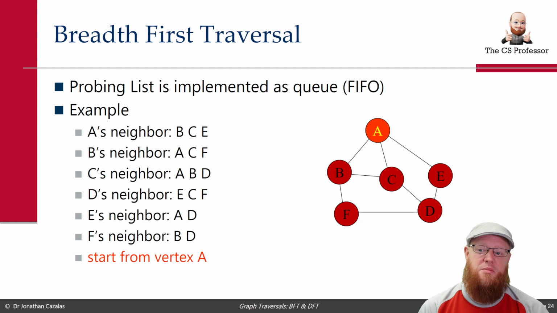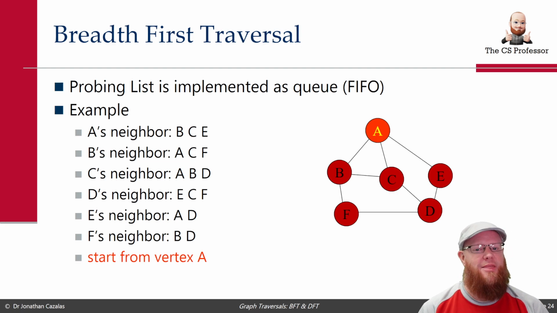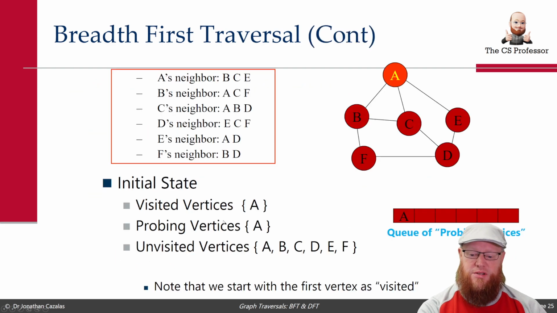Let's now go into the breadth first traversal of this same graph. So now we're going to implement this probing list as a queue, as a first in, first out data structure. And that should not be surprising. That's how we actually implemented the breadth first traversal of our tree. Going level by level, we implemented that with a queue. So we're going to use a queue for this probing list. We have the same graph, the same neighbors, the same starting vertex.